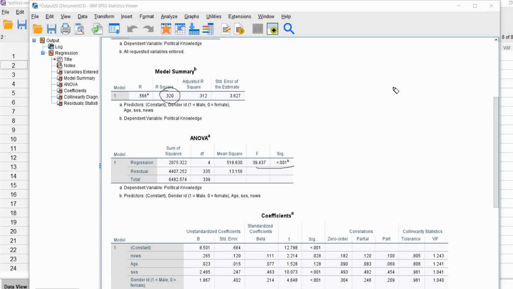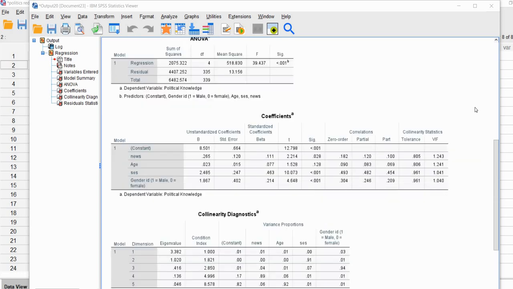So the R-square is our estimate of the population R-square. So we're estimating that the predictors would account for about 32% of the variation in political knowledge. And the F-test is allowing us to make an inference about the population R-square, whether it's equal to or greater than 0. So we're going to reject the null and infer that the population R-square is greater than 0.